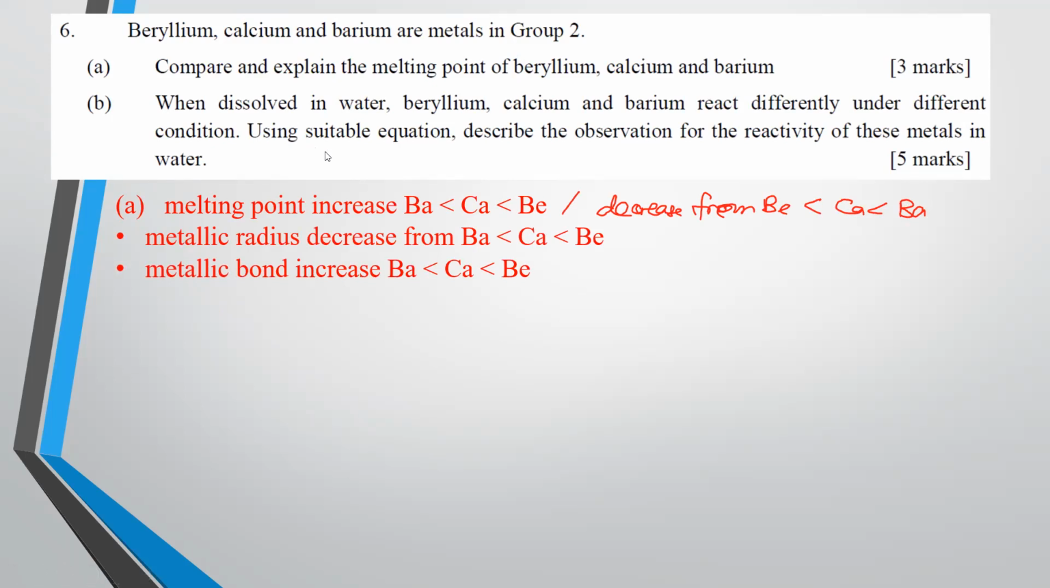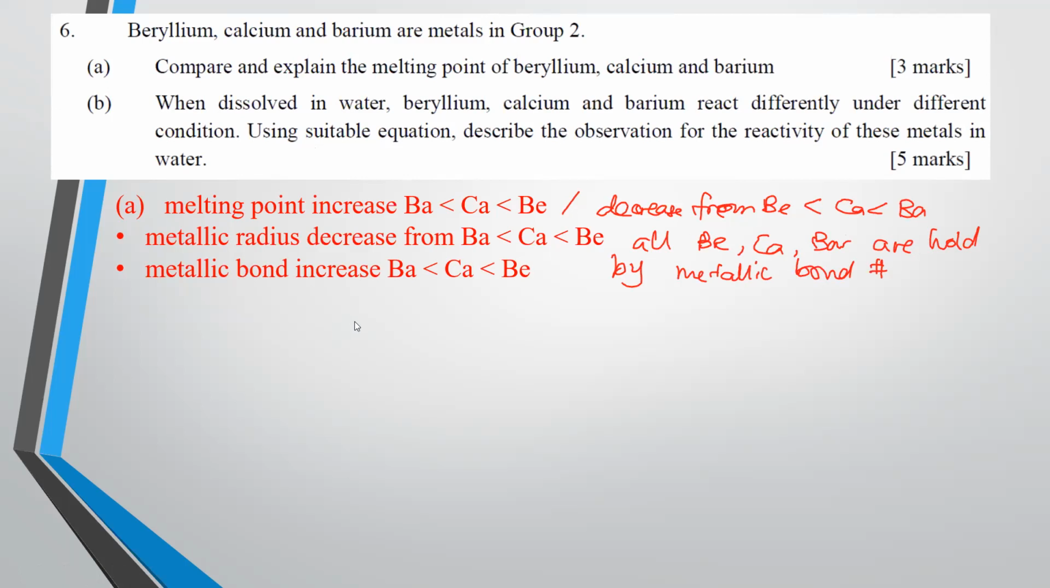And then try your best to mention also all of them are ion. Beryllium, calcium and barium are held by strong metallic bond. So try your best to describe this one too. Like I said, don't care where the marks are located. You just, as a student, try your best to write as complete as you can.